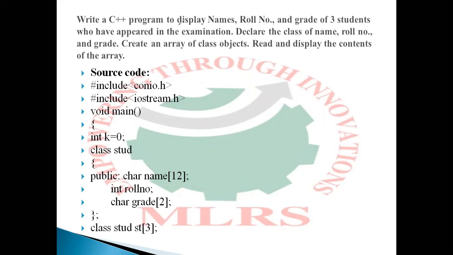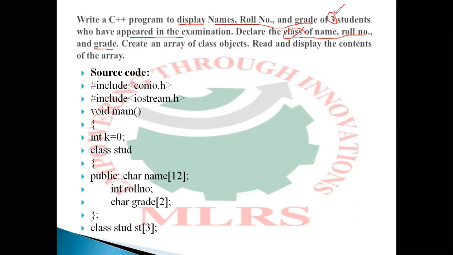this program specifies that we have to display the names, roll numbers, and grade of 3 students who appeared in the examination, and at the same time they are specifying that the name, roll number, and grade must be declared by using a class. By using a class, we have to declare name, roll number, and grade, and we are going to display 3 students, not a single student.